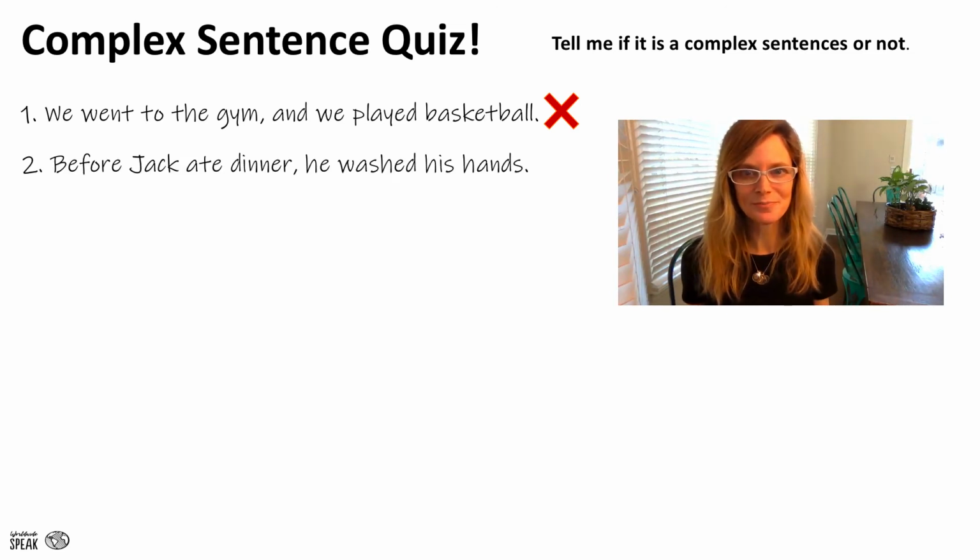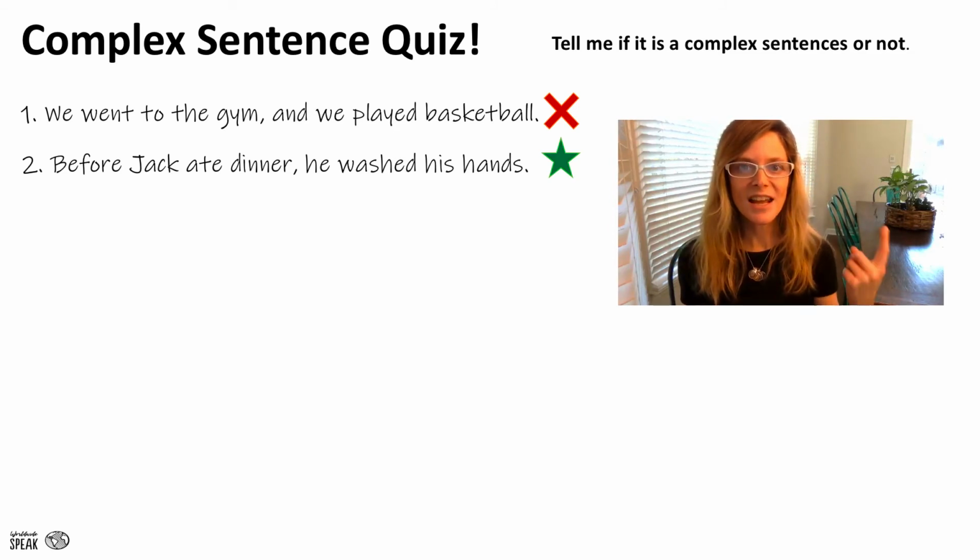Number 2. Before Jack ate dinner, he washed his hands. This is a complex sentence, and I see one of those special words, before, and I see that comma in the middle, so I know that dependent clause, comma, and then independent clause, because there's a subject, verb, complete thought, it's a complex sentence. Let's take a look at number 3.